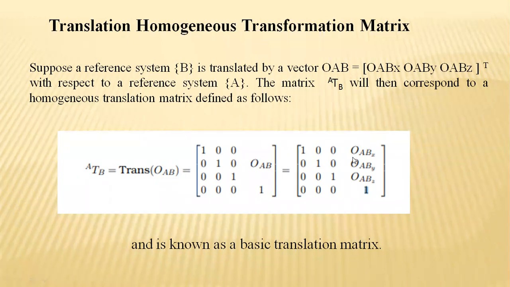So here the translation, clearly we can say, is a prismatic movement. Prismatic movement means sliding motions related to the Cartesian coordinate system. So movement will be considered in the x-axis, in the y-axis, and in the z-axis. That is the basic reference for translation. See here, suppose reference system B is translated by a vector OAB, which is a change along OX, then along Y and along Z, and its transformation.